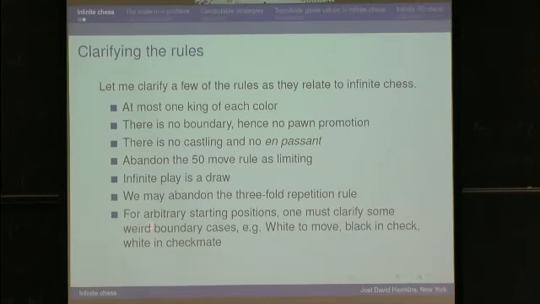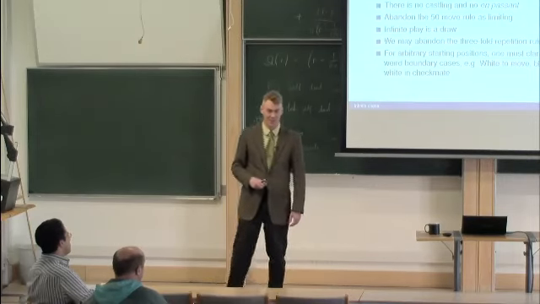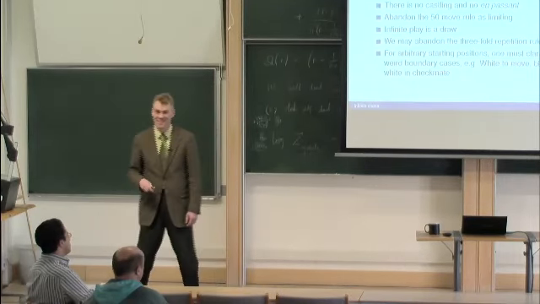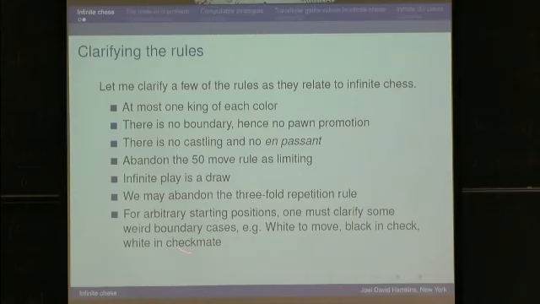So because we're allowing arbitrary starting positions, there are additional weird boundary cases that you have to think about and get the right answer to. For example, if it's white's turn and black is in check and white is in checkmate, then what is the outcome of the game? Does anyone have a view on that? Some people might say, well, white is in checkmate, so white is lost. But I say, no. Black is lost because it's white to move and black is in check.